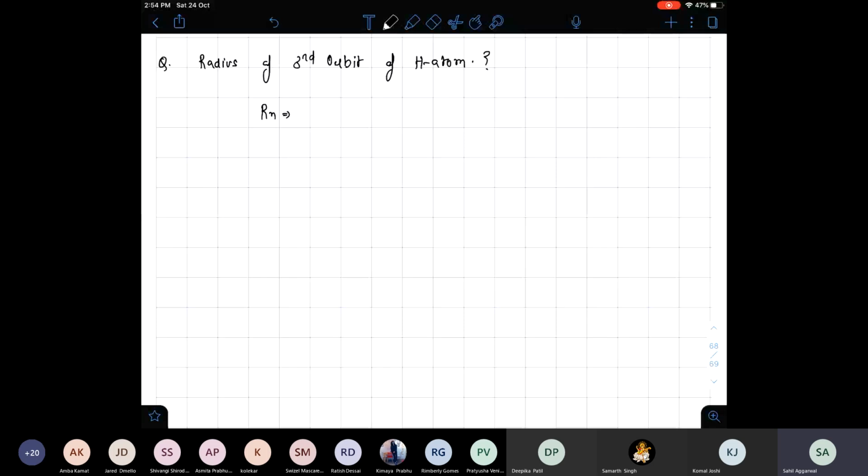We know radius is n square by Z into 0.53 angstrom. N is equal to 3, Z is equal to 1. So it will be 3 square divided by 1 into 0.53 angstrom. That will be 9 into 0.53 angstrom, so 4.77 angstrom.